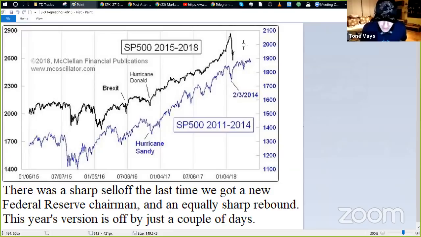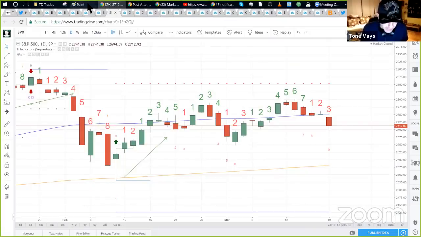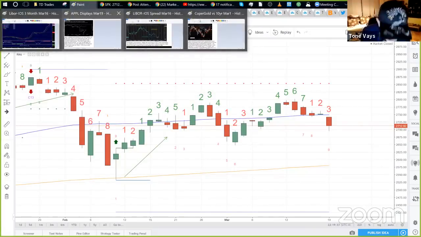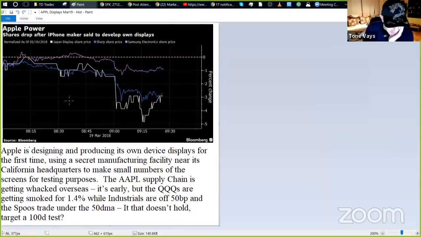Anyway, very, very similar. But hey, that year it ended on a high. So we'll see what happens. I thought this was a very interesting comparison between the two. All right, next. Almost done, 4 left. Okay, so this is another last one for the stock market.